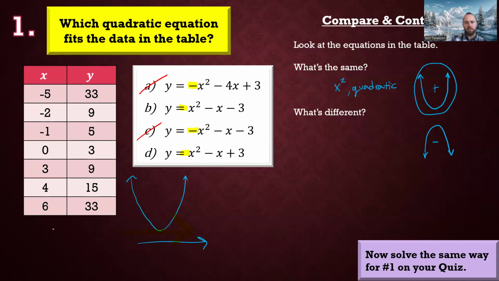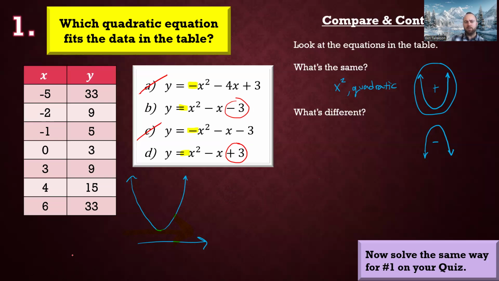Now what's different about B and D? They both have everything the same except for the last value. And we've recently learned about that last value, right? What does that tell you? I'll give you a clue to jog your memory. It's what standard form parabolas specialize in. They specialize in finding the y-intercept. So is the y-intercept -3 or +3?